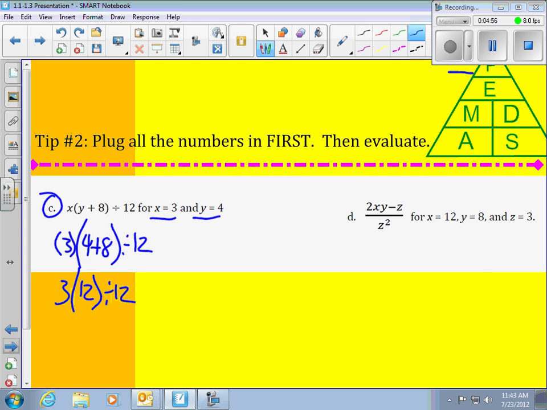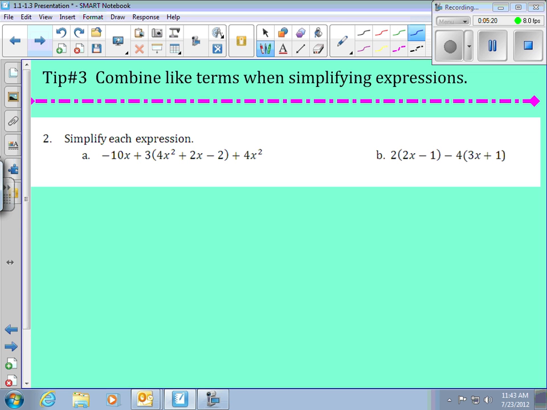Well, left to right, this multiplication part right here comes into play first. So I'm going to do 3 times 12 is 36 divided by 12. 36 divided by 12 is 3. So that's our answer. I think the answer to this one is 7. I'm just guessing. So if that's not what you get, that's fine. Let's go to the next one.